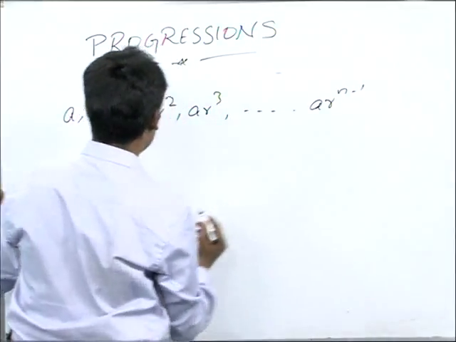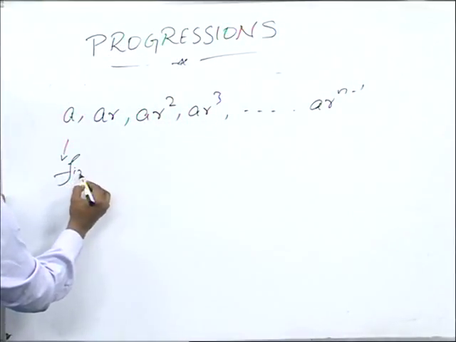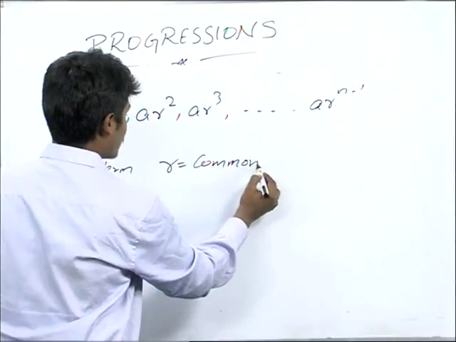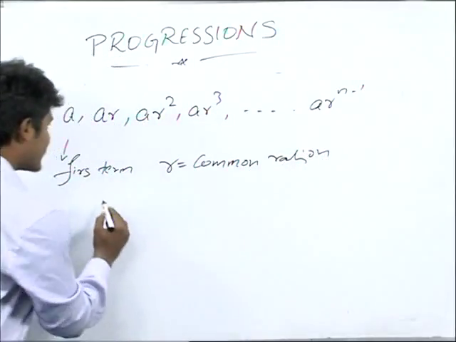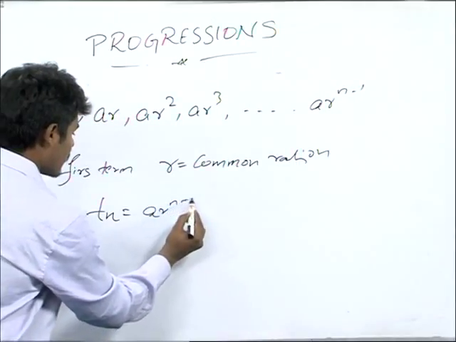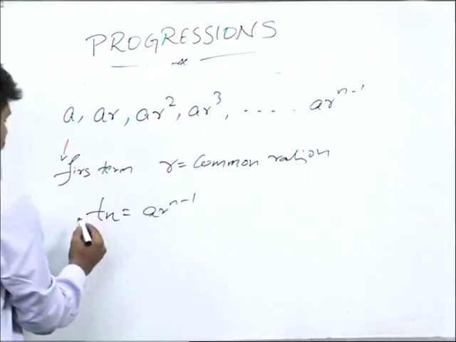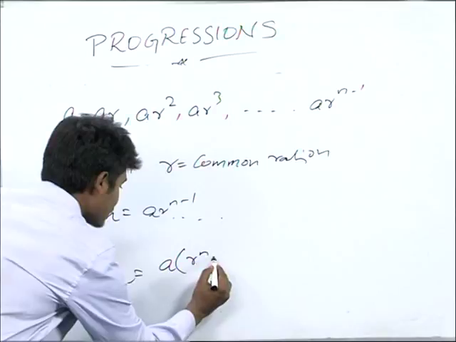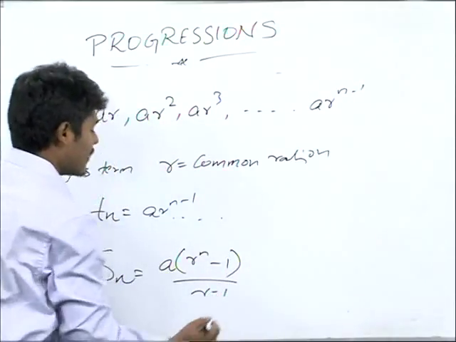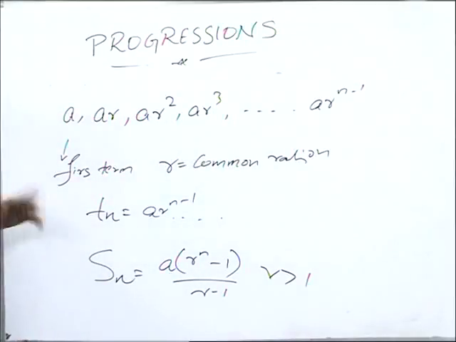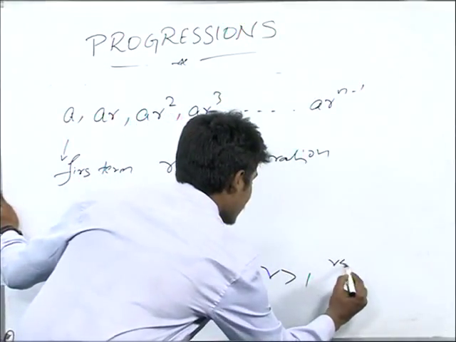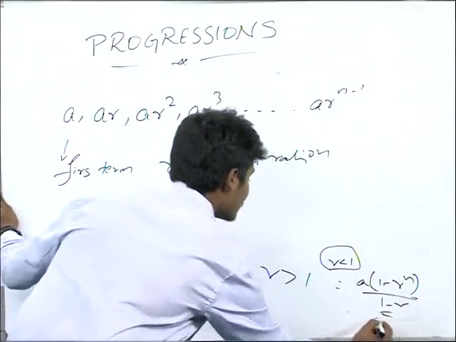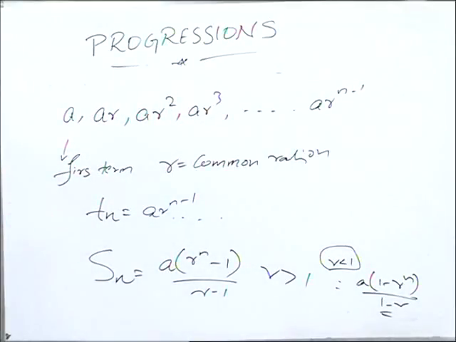Here a is the first term, r is the common ratio, and the nth term is a r power n minus 1. And the sum of n terms is given by a into (r power n minus 1) upon (r minus 1) when r is greater than 1. When r is less than 1, the expression becomes a into (1 minus r power n) upon (1 minus r). This becomes the value. Let's apply what we have learned to the sum shown below.